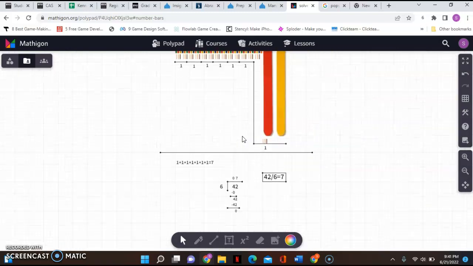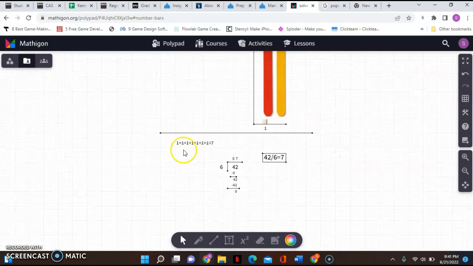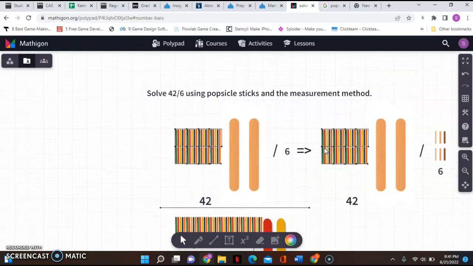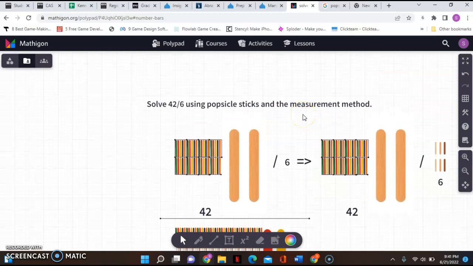And so down here we have 1 plus 1 plus 1 plus 1 plus 1 plus 1 plus 1, and that equals 7. And so just to check my math, I decided to divide 42 by 6. And so I ended up with a total of 7. And so 42 divided by 6 equals 7 using the popsicle sticks and the measurement method.